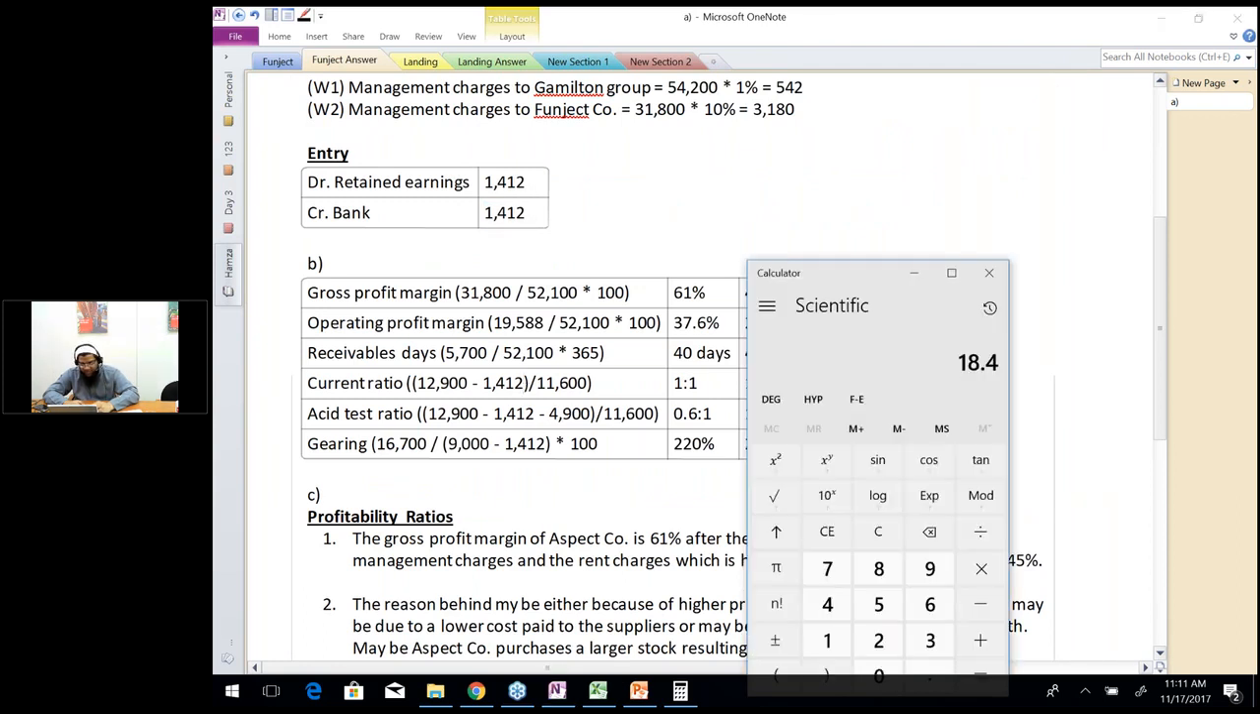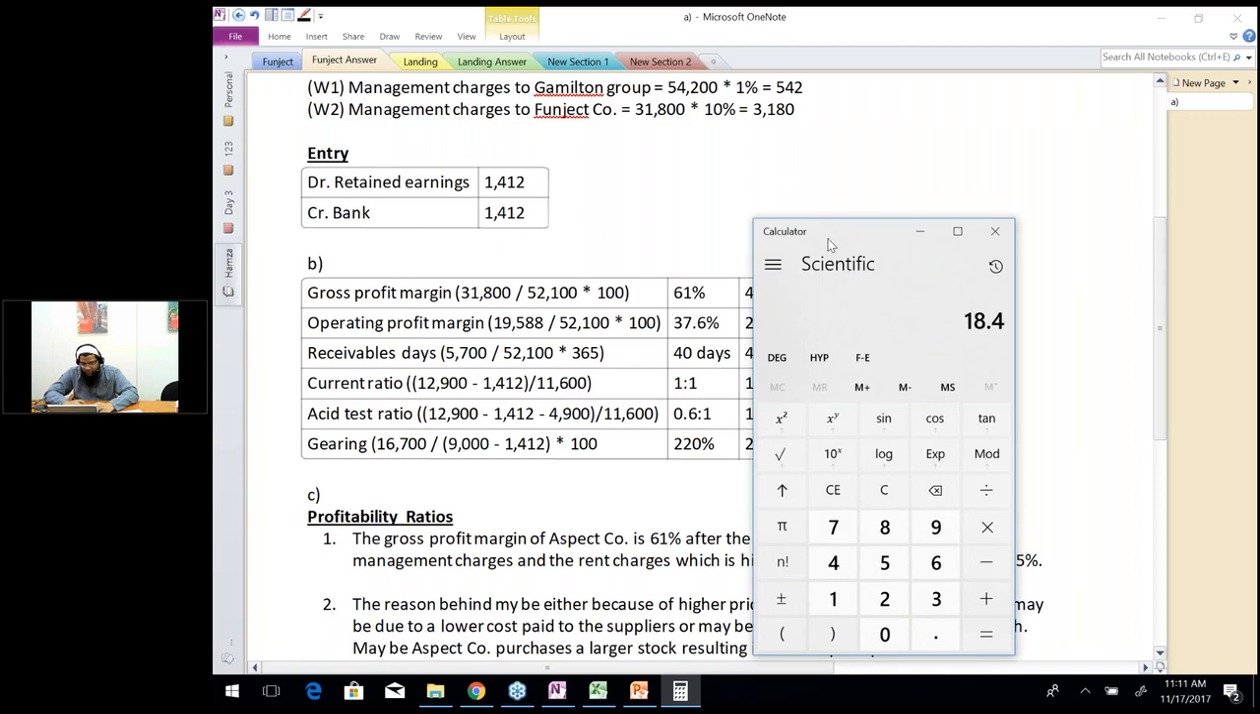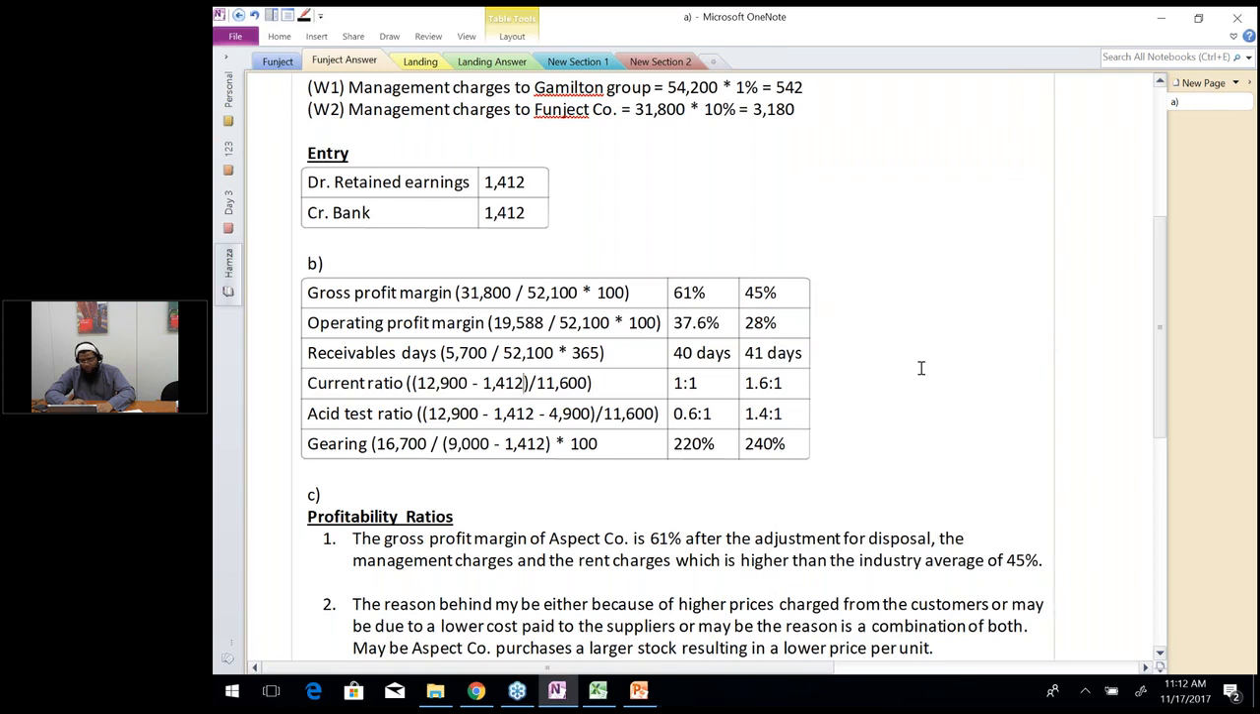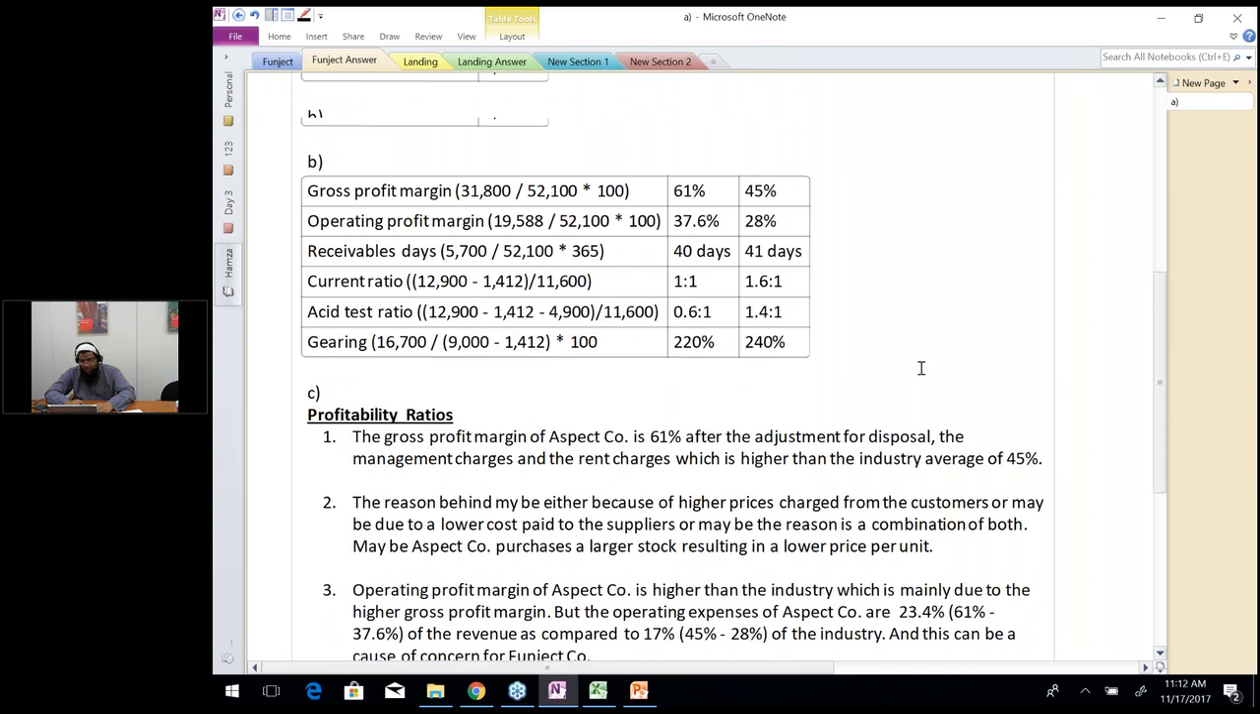So for example, let me say 12,900, this one, and this time I'm not deducting 1:4:1:2, divided by 11,600. So we are still at 1.11. So the only effect of the reduction in cash is 0.01, not beyond that. So if you are writing the reason is 1:4:1:2, then I would say that you are not writing the correct answer.